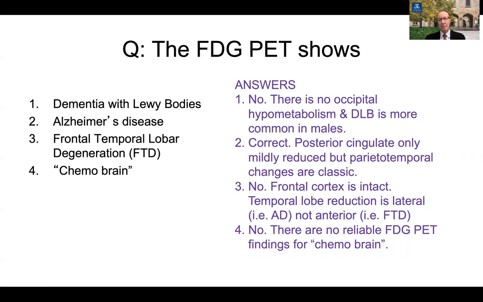Four, could this be chemo brain? The answer is no. There are no reliable FDG PET findings for chemo brain. And this condition tends to be somewhat mild. I don't think there's really been any demonstration of significant brain pathology associated with complaints after chemotherapy. And on testing, these people usually just have a mild attentional disorder.